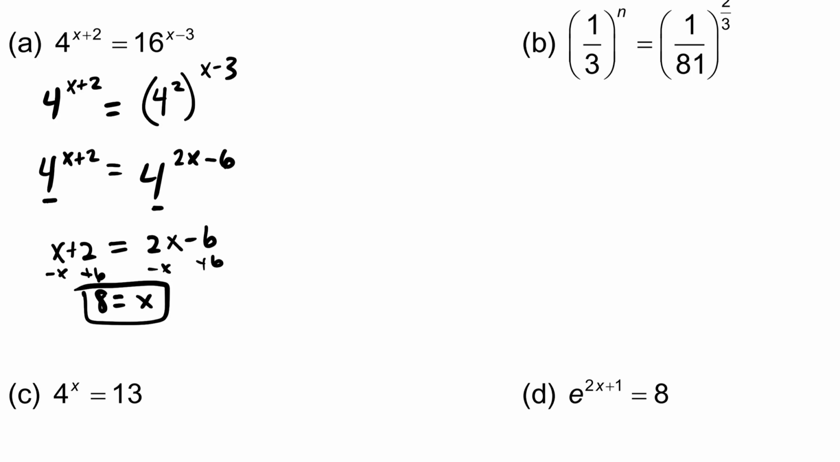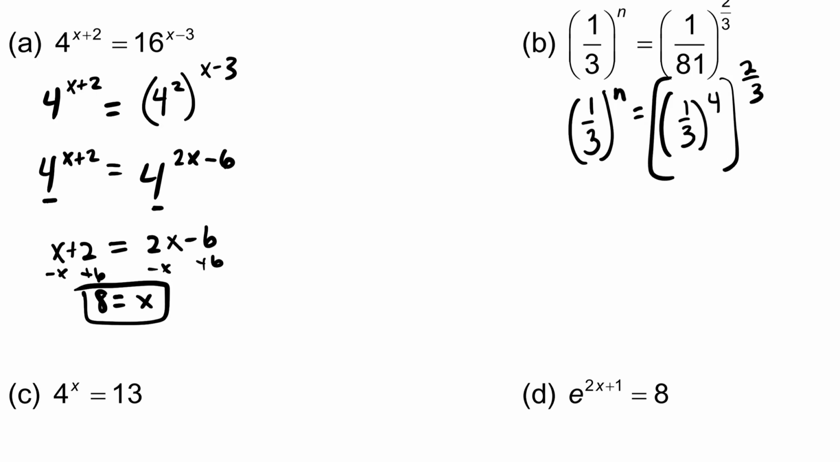Let's try B. How can I rewrite them in terms of the same exponent? So on the left, I have 1/3 to the n. On the right, let's see, 1/3 times a third is a ninth, times a third is 1 over 27, times a third is 1 over 81. So 1/3 to the 4th power, and then to the 2/3 power. Oh my gosh, crazy. So since I have the same base, all I have to do is set the exponents equal. n is going to be 4 times 2/3, which is 8 over 3.